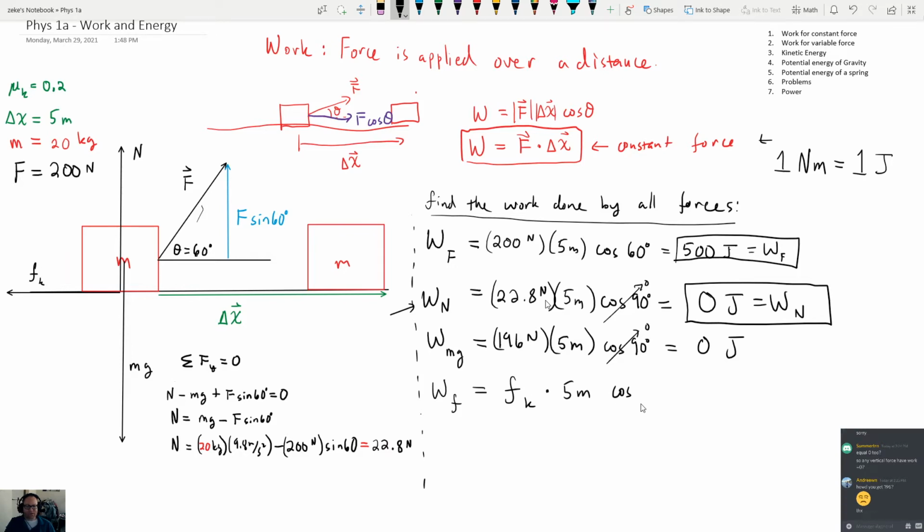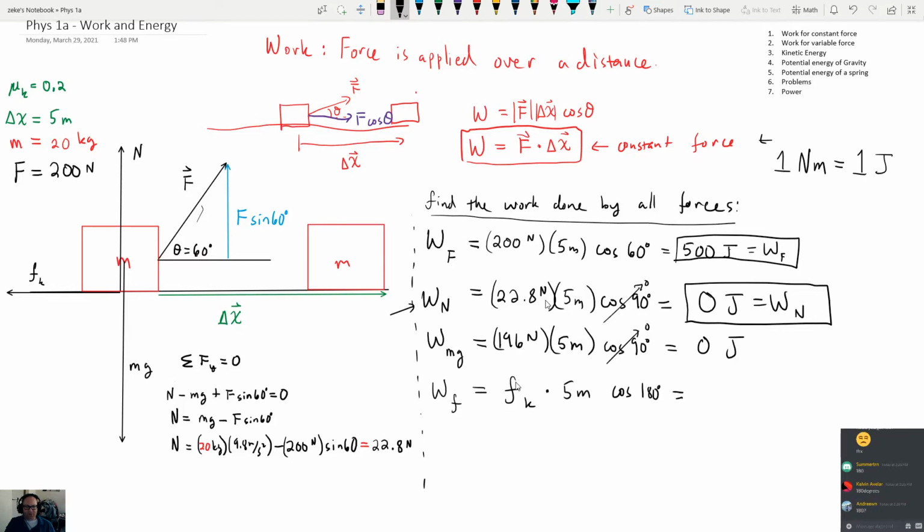So for the friction force, what's the angle between the friction force and the displacement vector? The displacement vector goes to the right, the friction force points to the left. What's the angle between those two? 180 degrees, that's right. And cosine 180 is equal to -1, right?